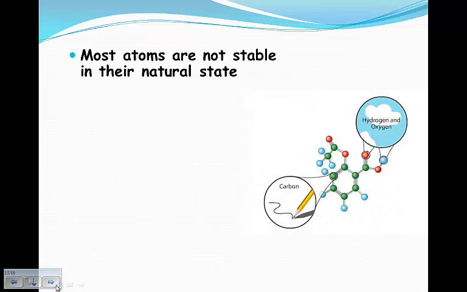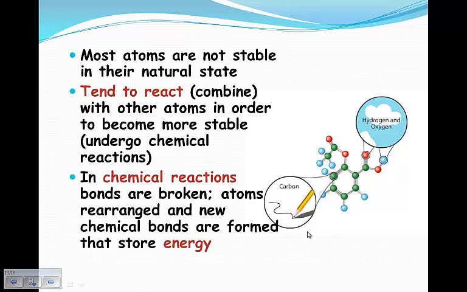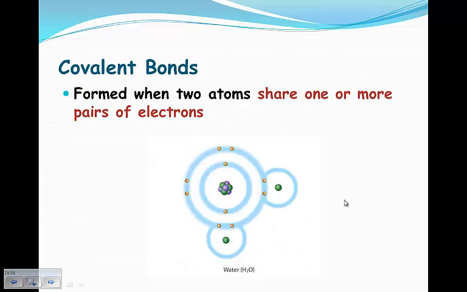But most of them are not stable in their natural state, and they tend to combine or react with other atoms, and they undergo chemical reactions. In chemical reactions, bonds are broken, atoms are rearranged, and new chemical bonds are formed, and those are going to store energy. It's in the bonds that energy is stored. When the bonds are broken, then the energy is released.